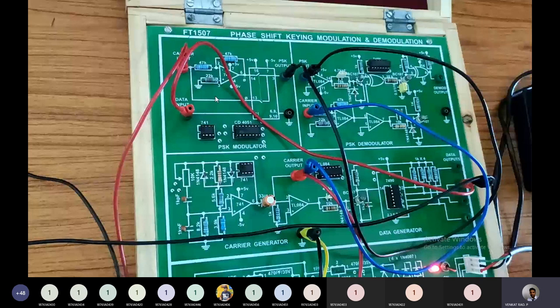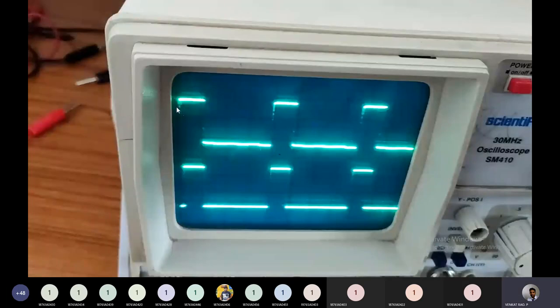The same sequence, exactly the same sequence, is obtained without any errors. So what is the demodulated output? The demodulated output is shown on the CRO, and you can clearly observe, because we have already connected the input to the second pin, the second pin input data sequence is 11000000 and so on. So exactly the same input data sequence is demodulated at the output, without any difference.